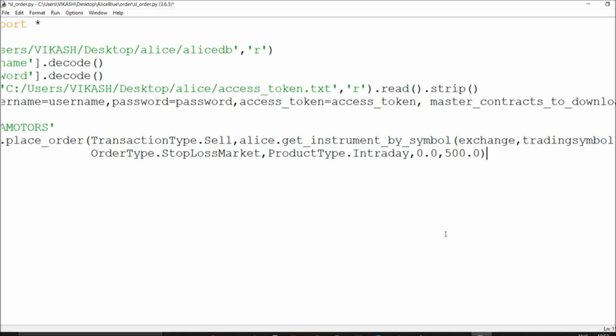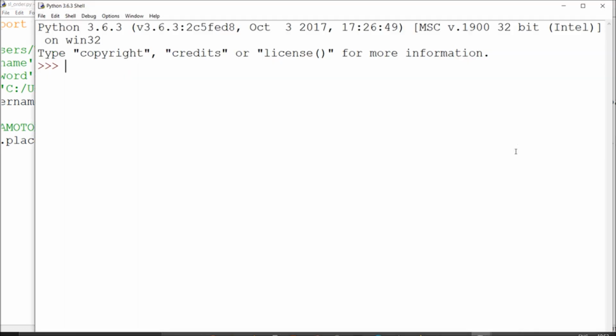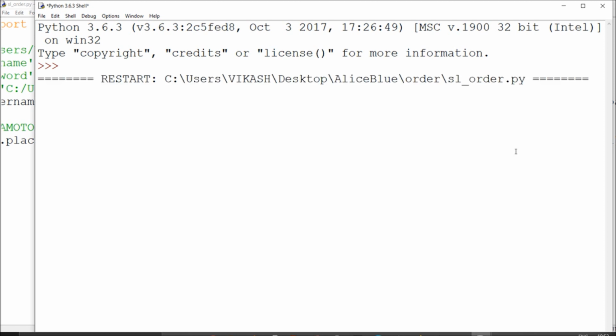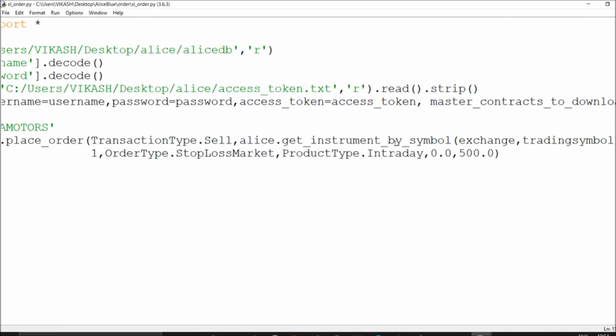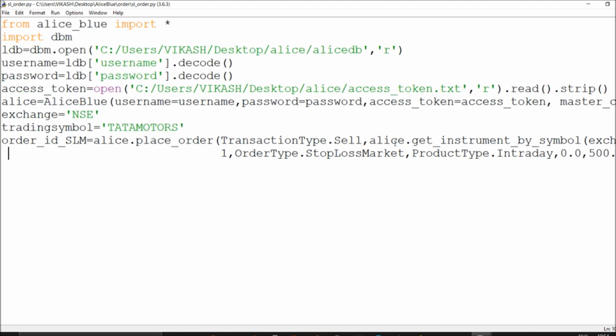So we gave the sell symbol. One more thing I need to give is the quantity. After giving the exchange and trading symbol, I need to give the quantity. Whatever quantity you placed the order for, as per SL, you have to give the same quantity. Now if you place the order, I think the order is placed, and I can even check the order ID of this as well.